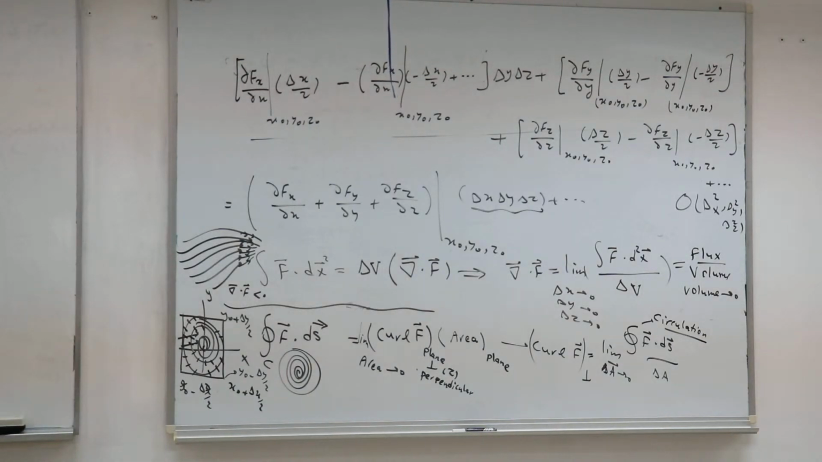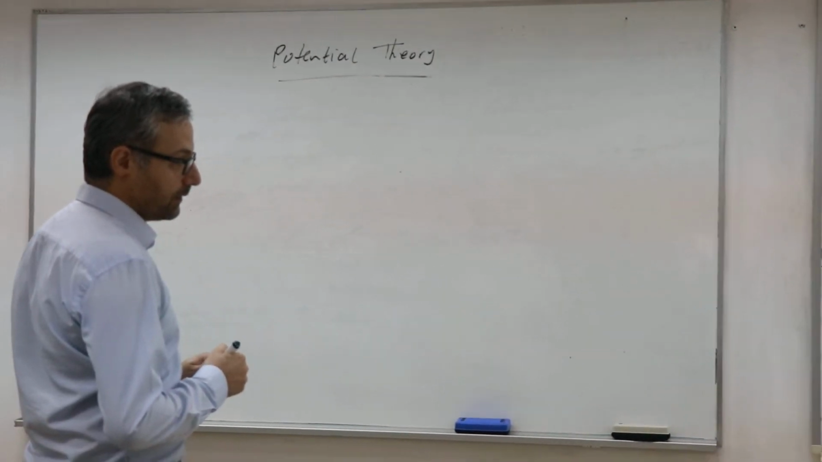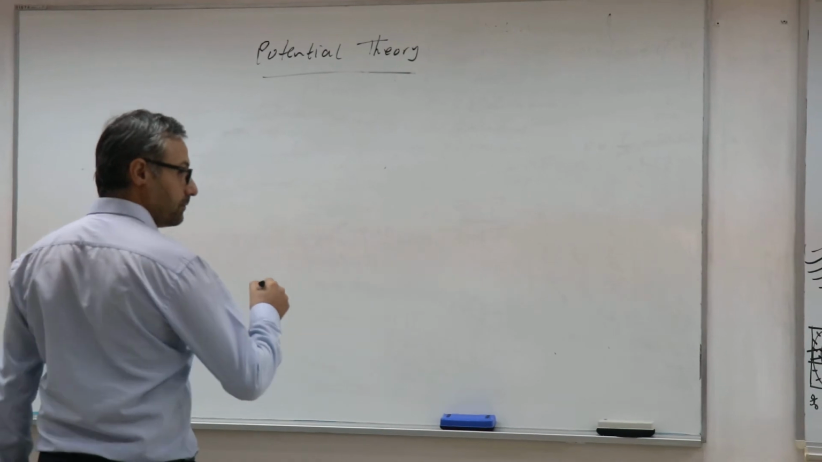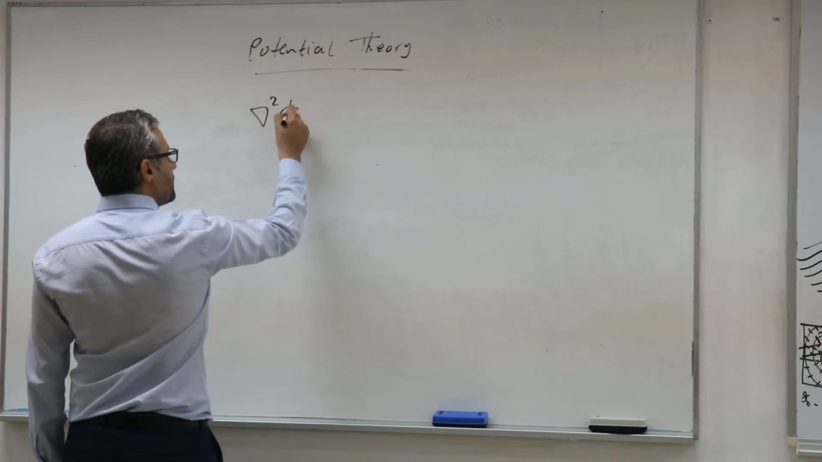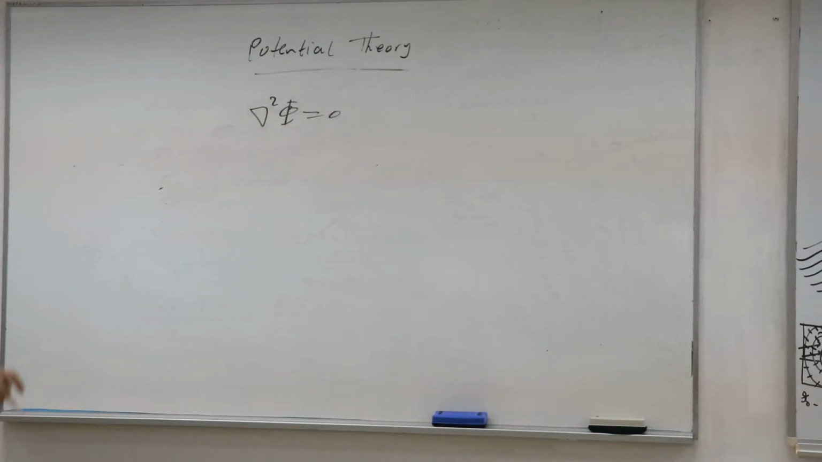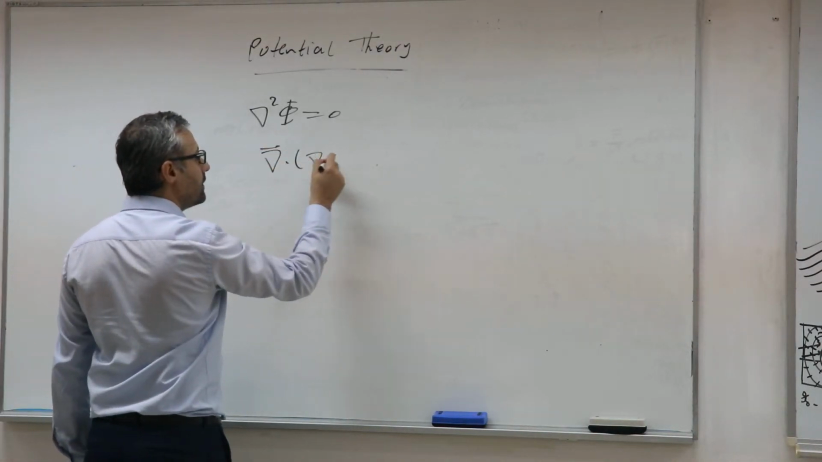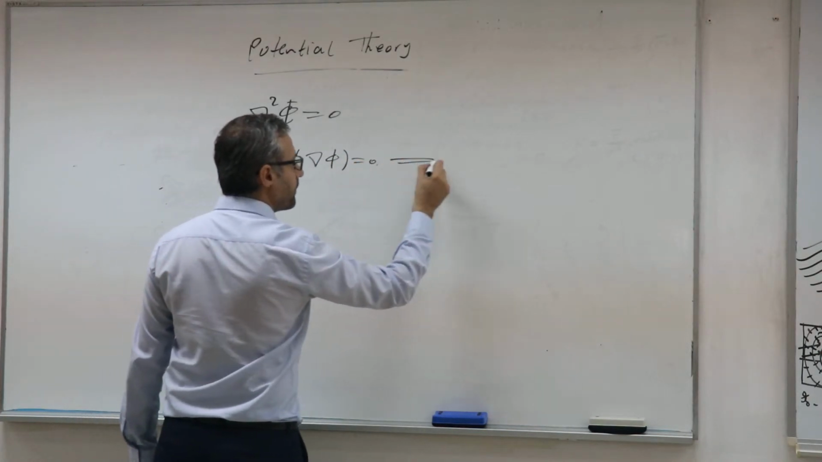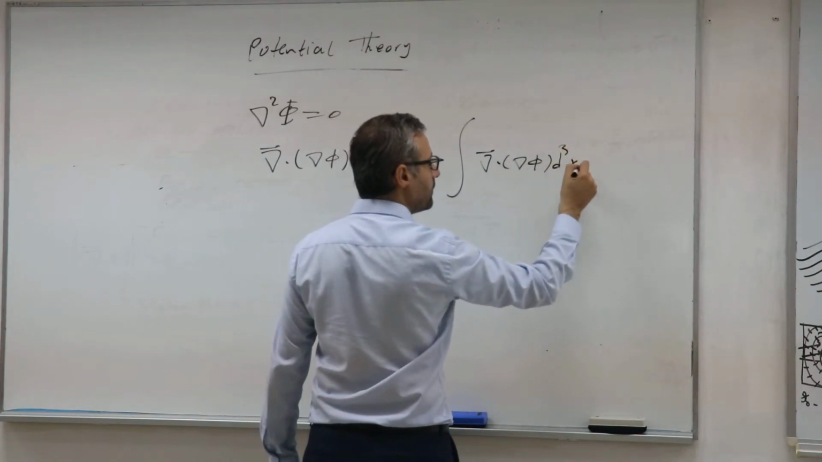So I want to go back. The thing we will need in potential theory is the Gauss-Ostrogradsky theorem. I will go back to the Laplace equation. I want to use the Gauss-Ostrogradsky theorem on that and give some facts about these equations. Can I write this equation, divergence of gradient phi equals 0? I want to take the volume integral of that.